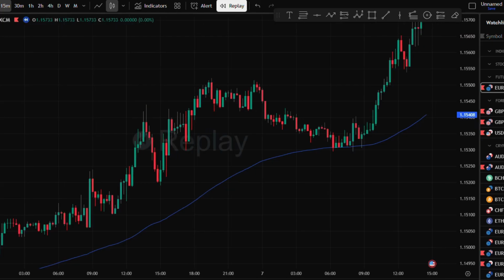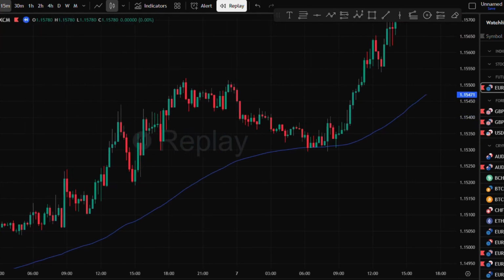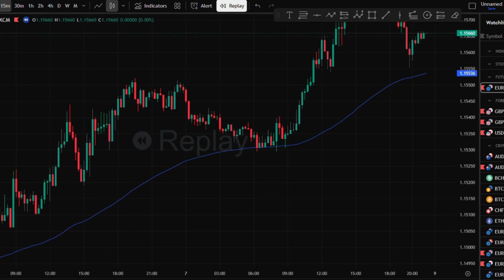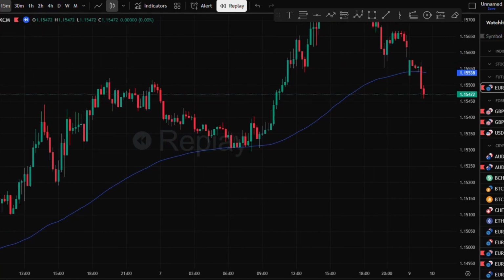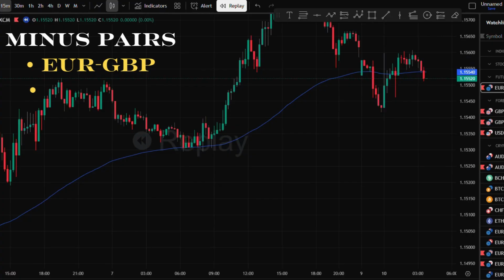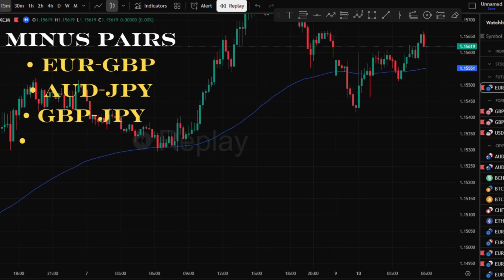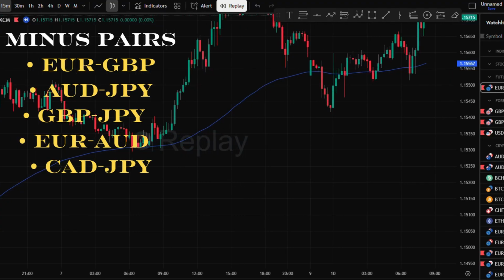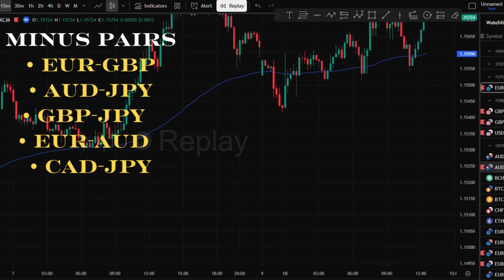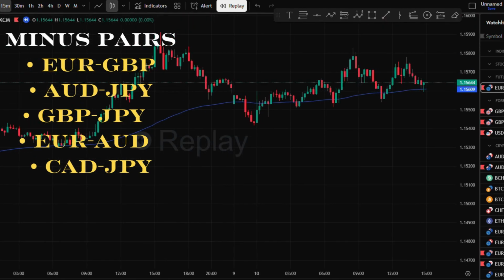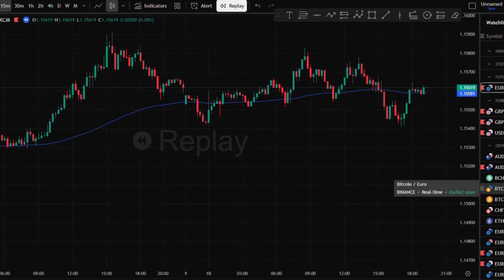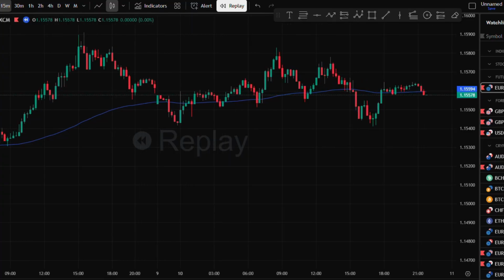Minor currency pairs. Next up are the minor pairs, also called cross-currency pairs. These pairs do not include the US dollar. They are literally crosses between other major currencies. Examples include Euro-GBP, Euro-British pound, AUD-JPY, Australian dollar Japanese yen, GBP-JPY, British pound Japanese yen, Euro-AUD, Euro-Australian dollar, CAD-JPY, Canadian dollar Japanese yen. Minor pairs still offer solid liquidity, reasonable spreads, good volatility for trading opportunities.